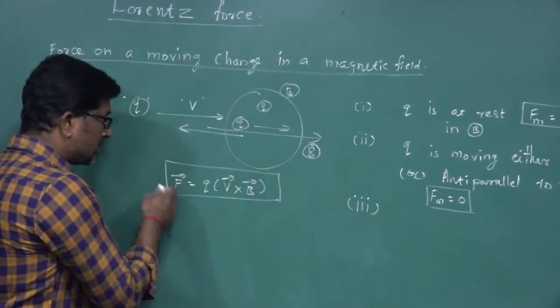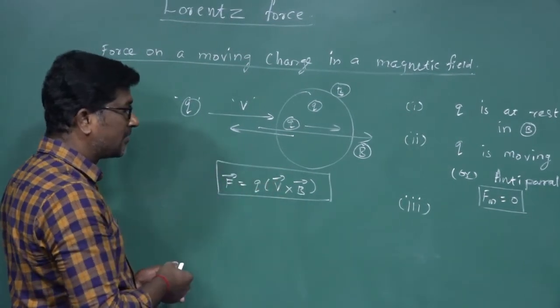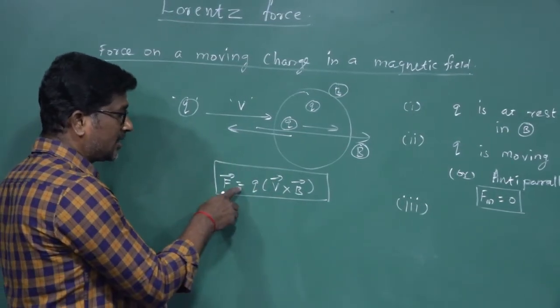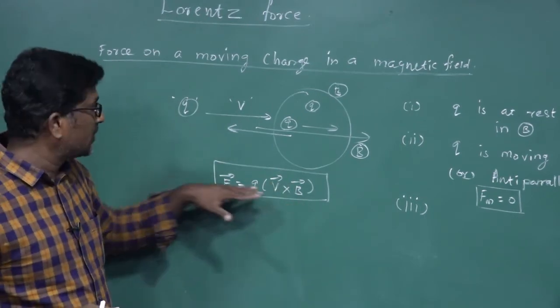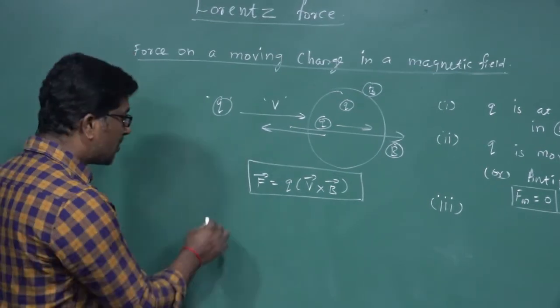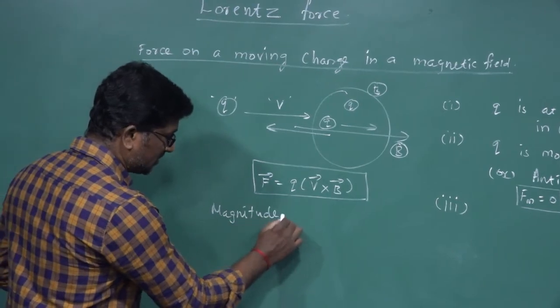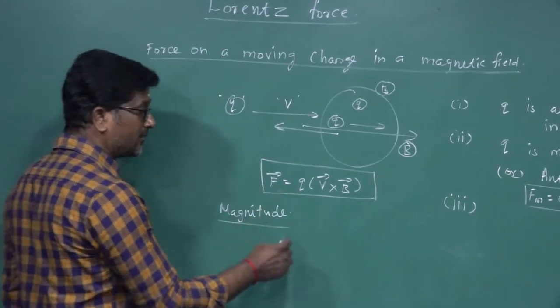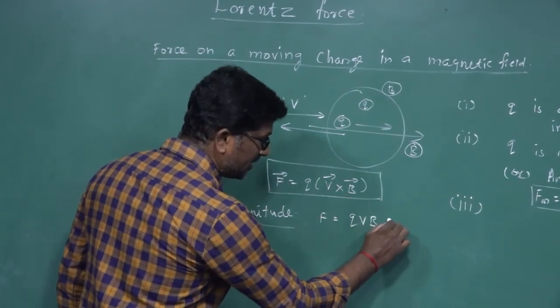Right. Next, already I told the magnetic force experienced by the charged particle in the uniform magnetic field is given by the relation F vector is equal to Q of V vector cross B vector. So this is the vector form of magnetic force. The magnitude form of magnetic force is given by F is equal to QVB sin theta.